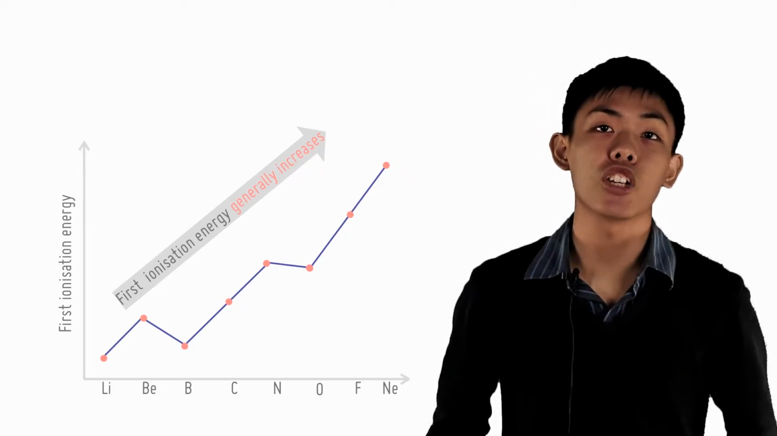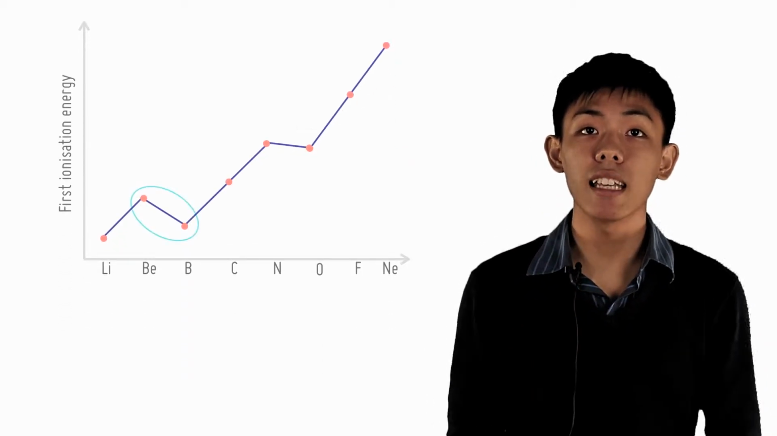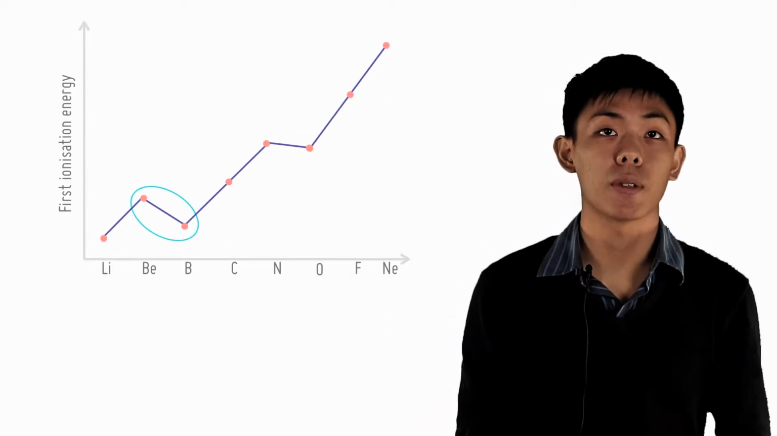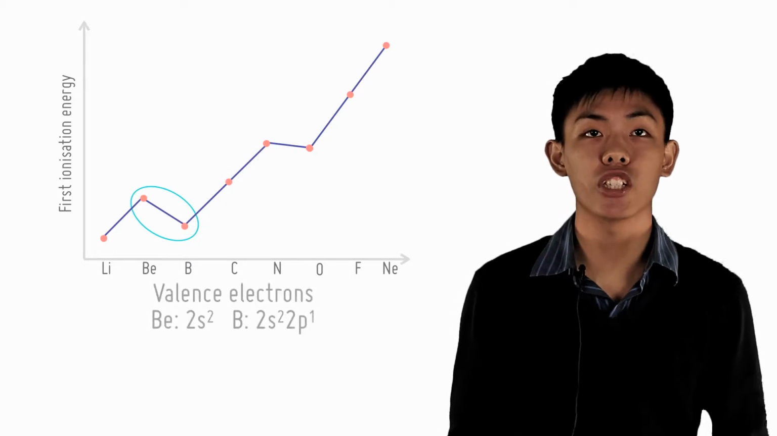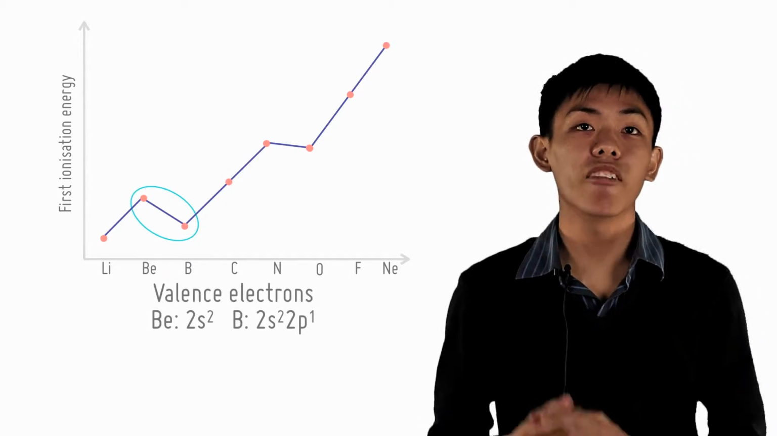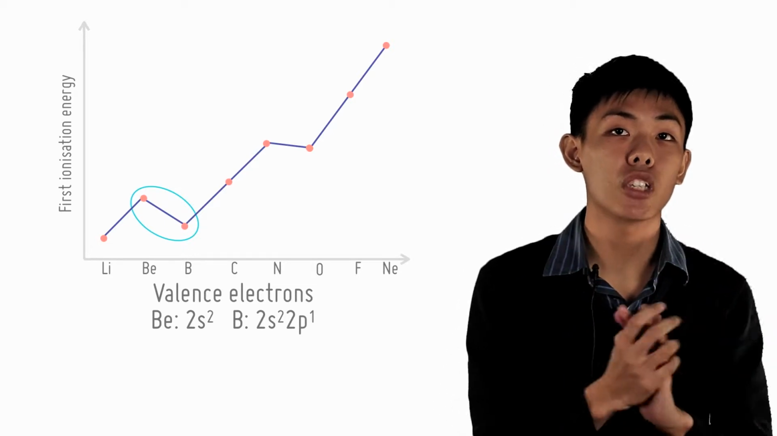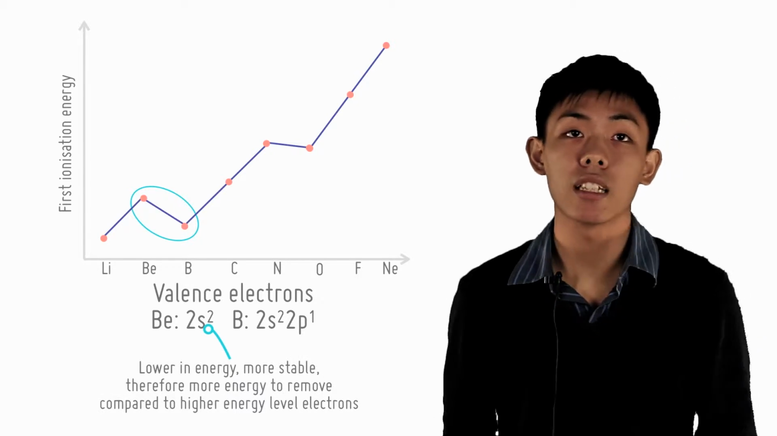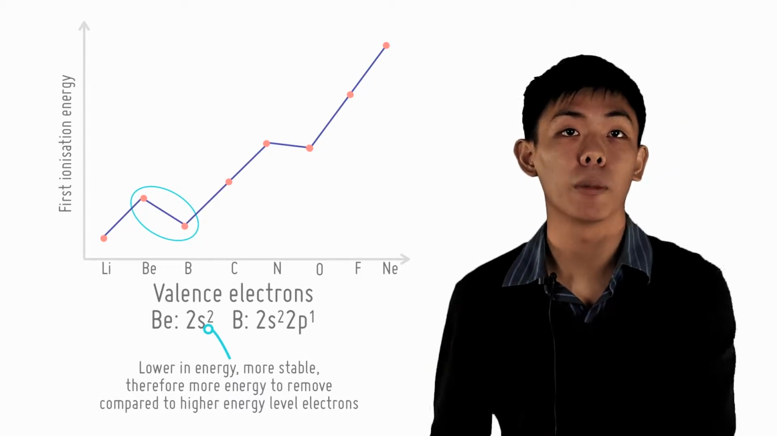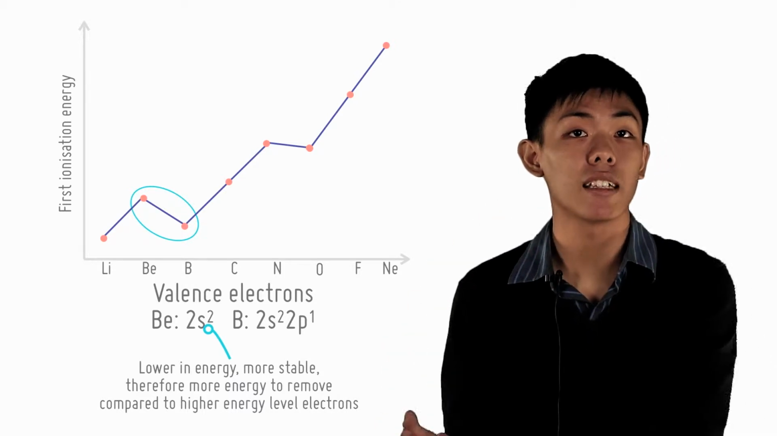The first ionization energy of boron is slightly lower than beryllium instead. The reason is tied to the energy levels of the subshells. Beryllium has a valence shell of 2s2, while boron has 2s2 2p1. The removal of electrons in beryllium is from the 2s subshell, which is of a lower energy level than the valence electron from the 2p subshell of boron. Hence, less energy is required to remove boron's valence electron.